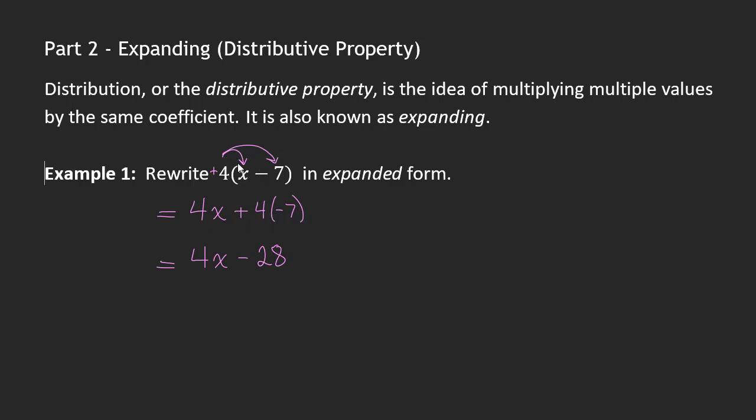Now some other people, they don't tend to write it like this. What they'll do is they'll take that expansion, and instead of writing it out in its separate pieces like this, they'll actually just write out 4x minus 28, having multiplied 4 times x and 4 times negative 7. This intermediate step is helpful for some people, but other people, they leave it alone.